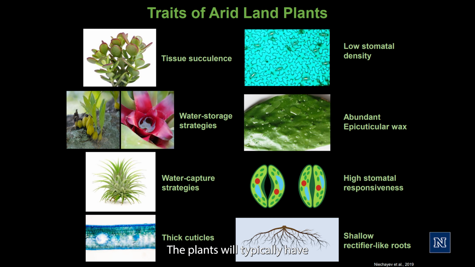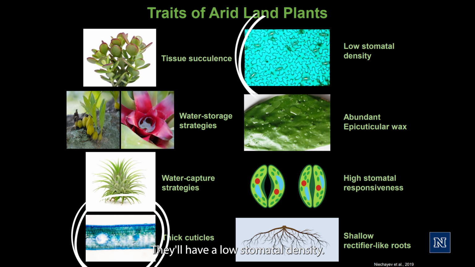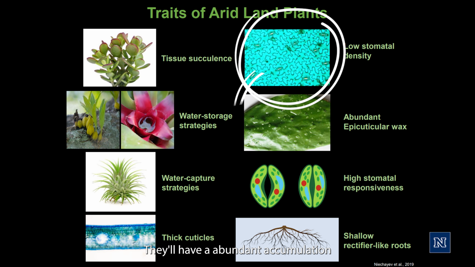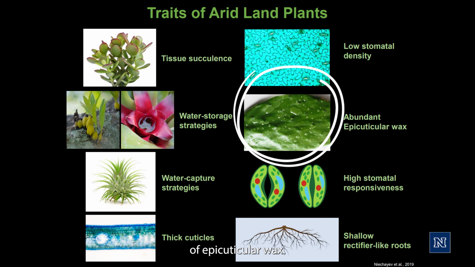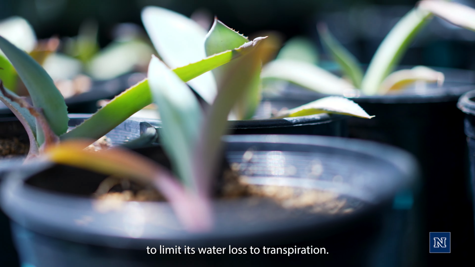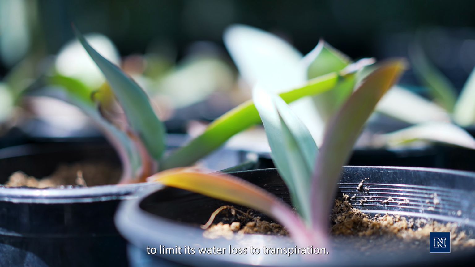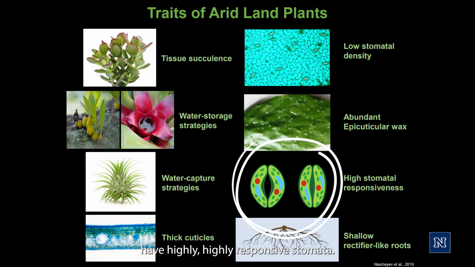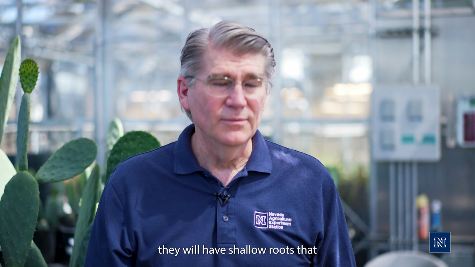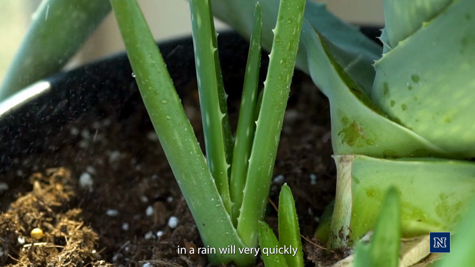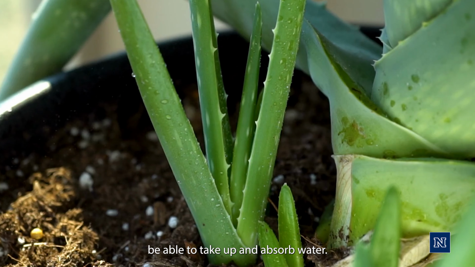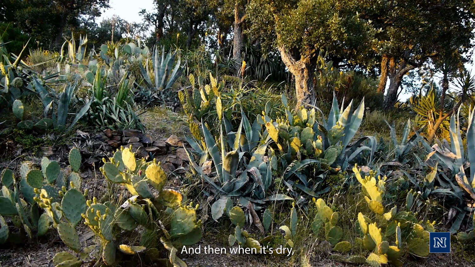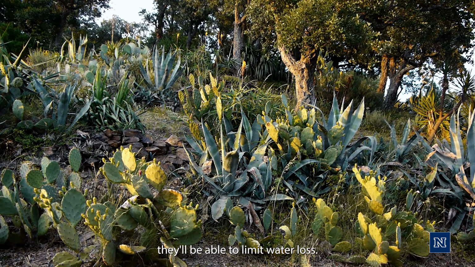Tissue succulence is associated with a number of other traits. The plants will typically have a thick cuticle, they'll have a low stomatal density, they'll have an abundant accumulation of epicuticular wax, and this causes the plant to limit its water loss to transpiration. And also, you'll find that the plants have highly responsive stomata, but also they will have shallow roots that in a rain will very quickly be able to take up and absorb water, and then when it's dry, they'll be able to limit water loss.